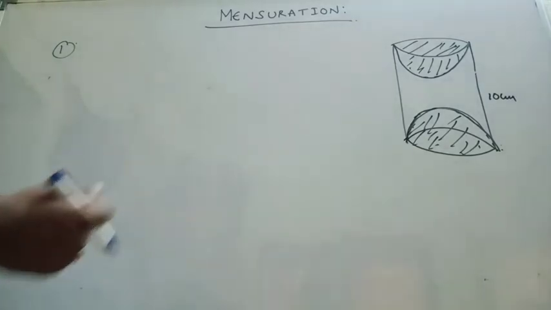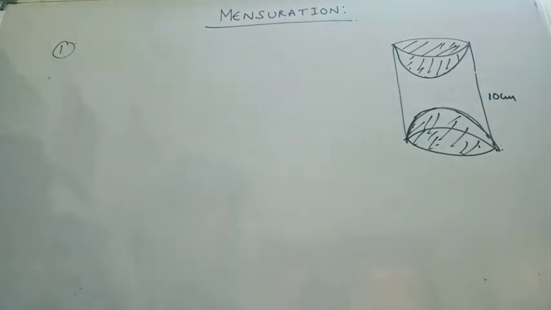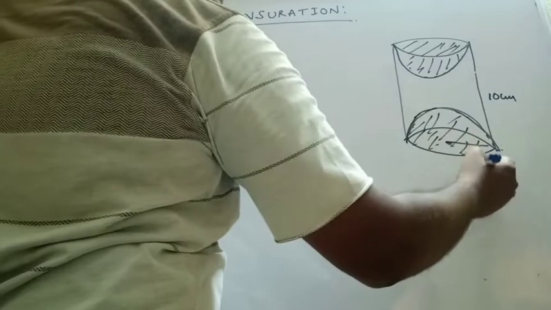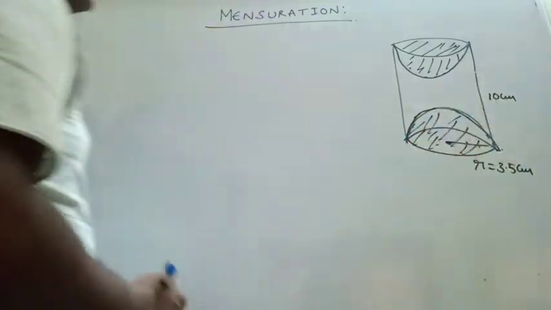For this, how will we do it? They have given that the height of the cylinder is 10 centimeter and its base radius is 3.5 centimeter. Radius is equal to 3.5 centimeter. It is very simple, my dear students.